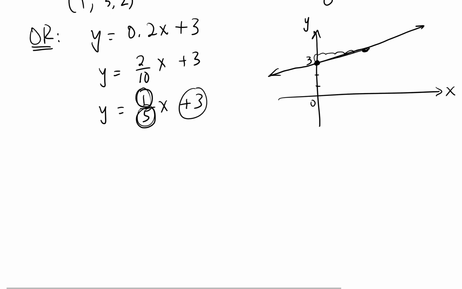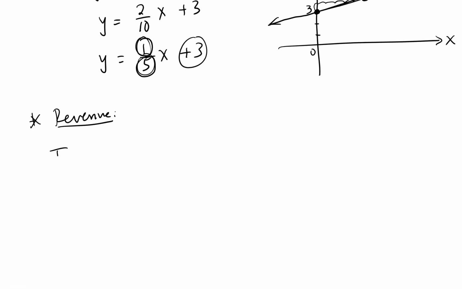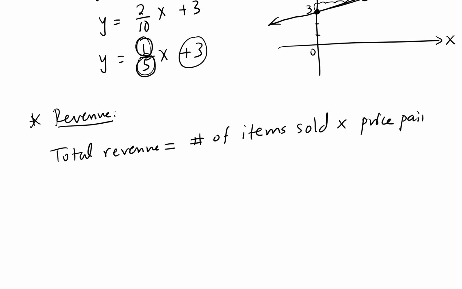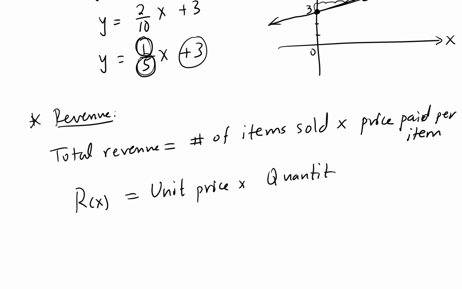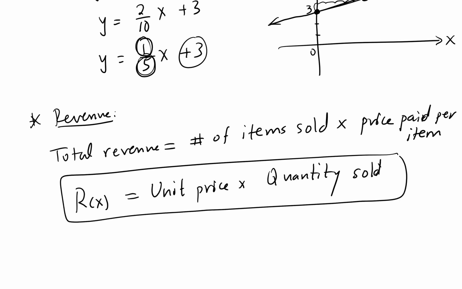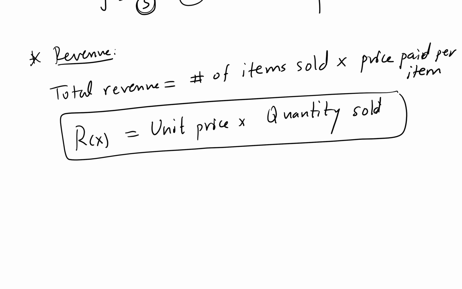Other good terms to know is the revenue. What is revenue, or total revenue? To find the total revenue, you always take the number of items sold times the price paid per item. We usually use capital R of X. So we call it the unit price times the quantity sold. This is called revenue, or total revenue.